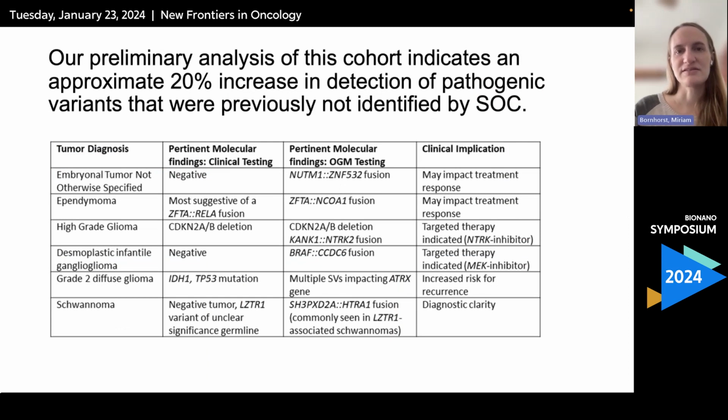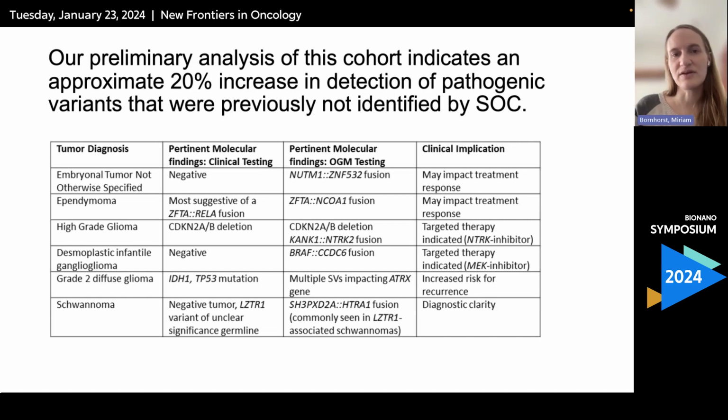The preliminary analysis of this cohort indicates that there's approximately a 20% increase in detection of pathogenic variants that were previously not identified by standard of care. And I haven't shown all of the examples here, but this is a table showing some of what we saw. So the tumor diagnosis, the pertinent molecular findings that were found on clinical testing. So it was anything from negative to a fusion that was most suggestive of something, or just mutations alone, but not necessarily finding the structural variant.